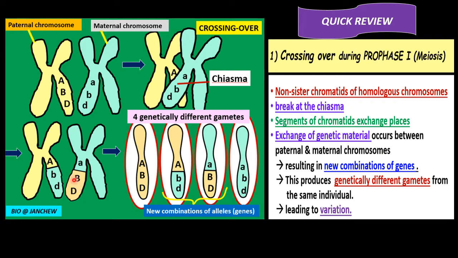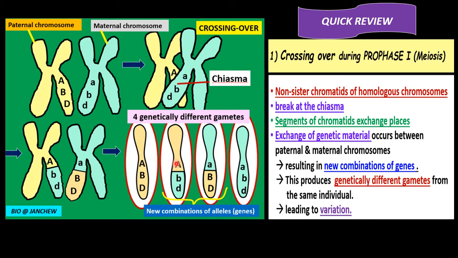So the exchange of segments of chromatids leads to new combinations of genes or alleles. You can see here, this is a new combination. There are dominant alleles and now also recessive alleles in this chromatid, and likewise for this one. At the end of meiosis, all these chromatids will be found in different gametes when the sister chromatids separate from each other and move to opposite poles.